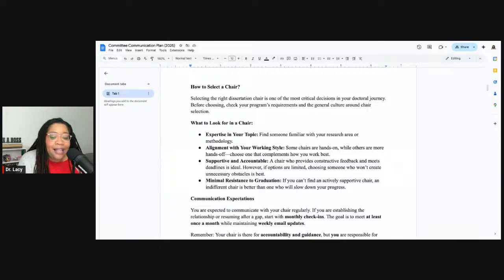I love a chair that's indifferent. Usually when I'm working with folks and they're like, who should my chair be? Especially if you're looking around and you don't really like the options, go for the indifferent chair. When I say an indifferent chair, I mean someone who's maybe close to retirement, maybe they got tenure already, and you're like their 15th, 20th student. They're just here. Go to that person.